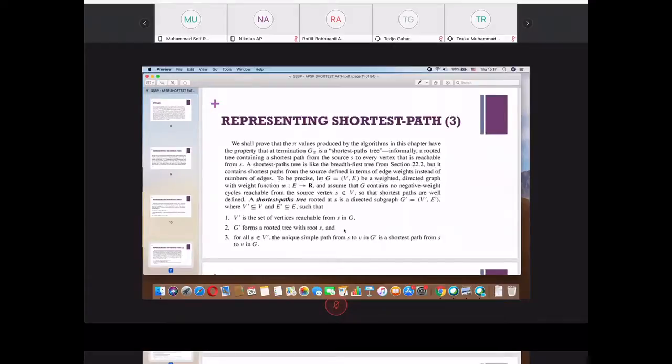What's the result of this? It is the shortest path tree rooted at S, where S is a certain vertex used as a source.